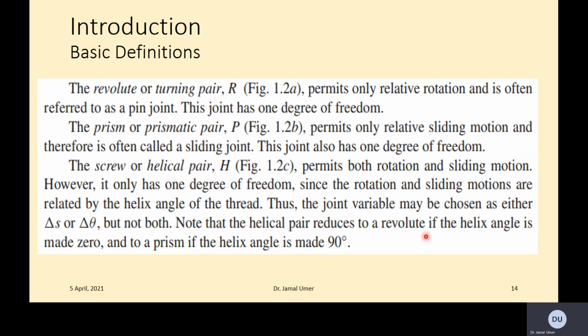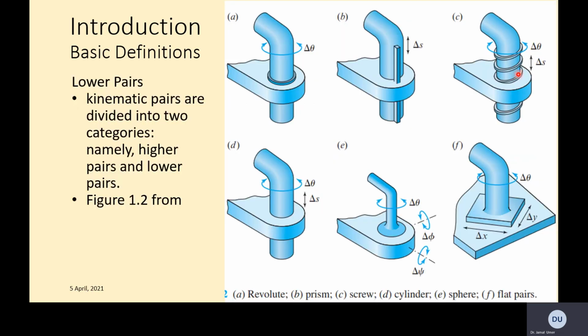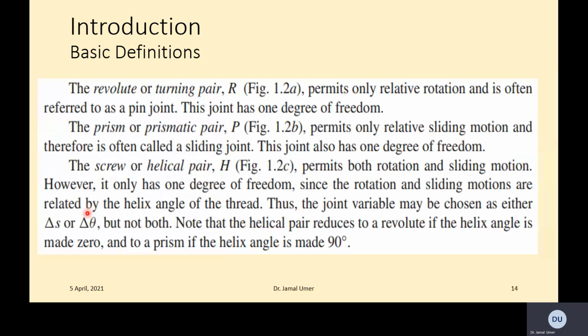Note that the helical pair reduces to revolute if the helix angle is made 0. So if you keep this helix angle 0, it will become exactly like this. It will just rotate, right? And of course, if I keep the helix angle 90 degrees, so the helix angle is this angle, it will just go up and down like this prismatic pair. So that's what he explained: the helical pair reduces to a revolute if the helix angle is made 0, and to a prism if the helix angle is made 90 degrees. So it really depends.